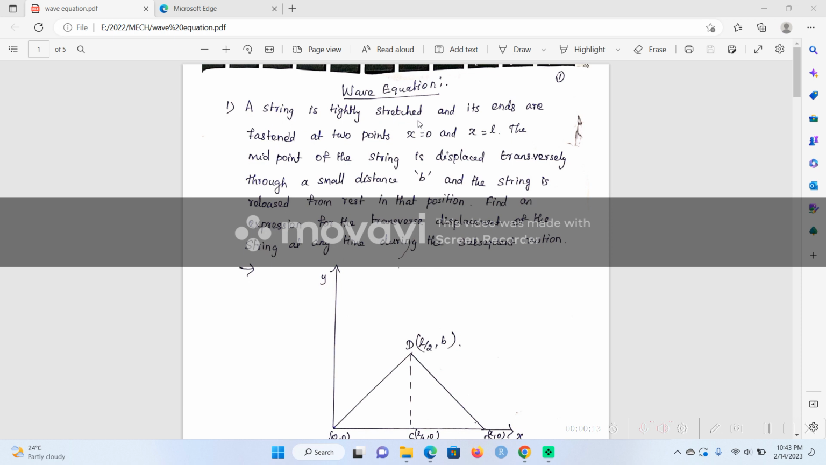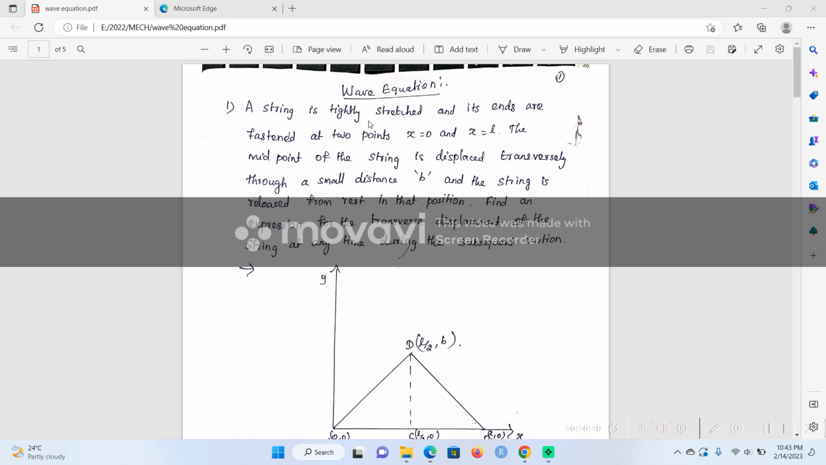Today we are going to discuss the wave equation. So I am here with one problem. Today we are going to solve that problem, which is under the wave equation category, and that is our application of partial differential equations. So first we will read the problem.